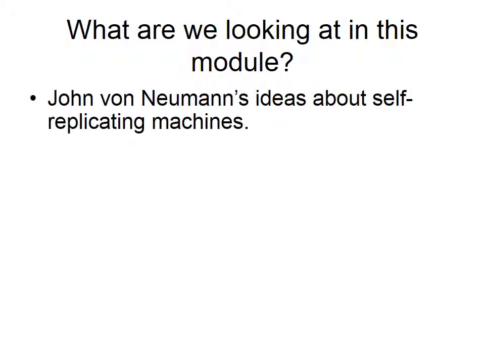Well, we're going to look at John von Neumann's ideas about a self-replicating machine. This is kind of interesting in that if we can get machines building machines, robots building robots, and well, other than maybe coming up with Skynet, this could be something very, very useful.